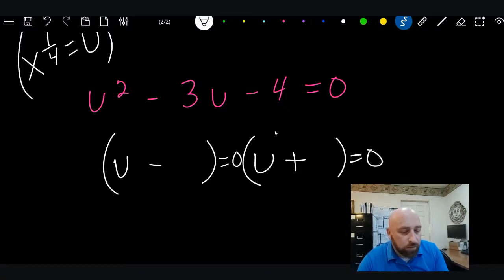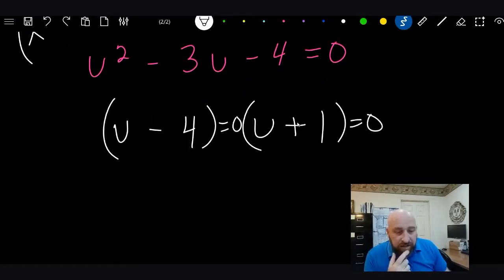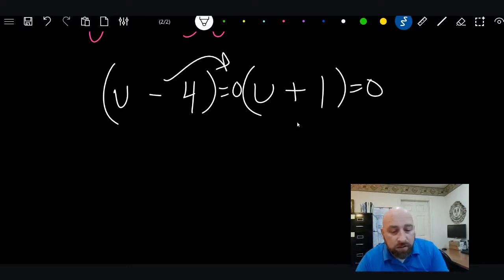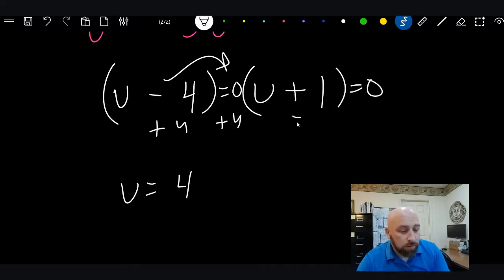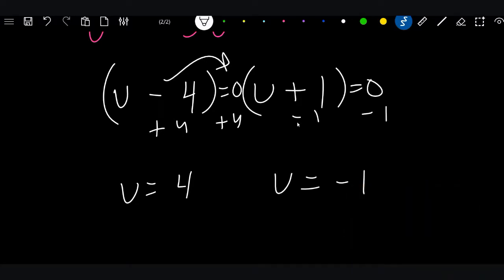Don't forget that. That's important to have every time. And what two things? So one is positive, one is negative. So we're going to have a positive 1 and a negative 4. That's going to give us our negative 3 in the middle. Okay? So there's our factors. And now what we need to do is send this over here. So we need to add 4 to both sides. So we get u equals 4, and minus 1, u equals negative 1.